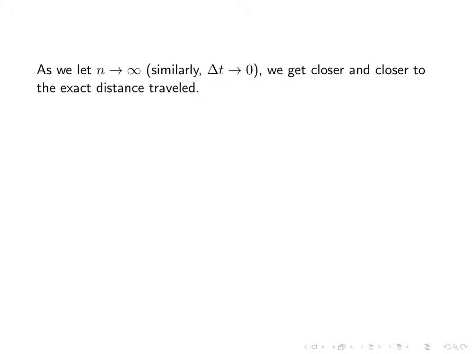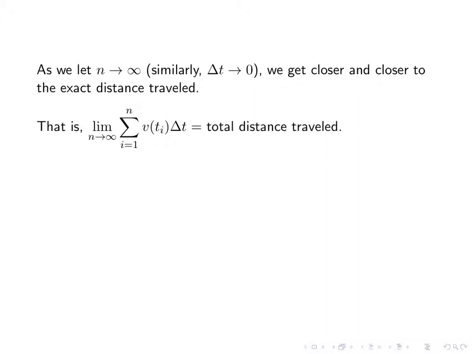So again, we want to create smaller and smaller subintervals, or more and more subintervals. So we're going to let n go to infinity, which is the same thing as delta t, the size of each subinterval, going to 0. This will give us a better and better approximation of the distance traveled. And as n goes to infinity, we should theoretically come up with the exact distance traveled. That is the limit, as n goes to infinity, of the summation from i equals 1 to n of the velocity at t sub i times delta t, which should give us the total distance traveled.